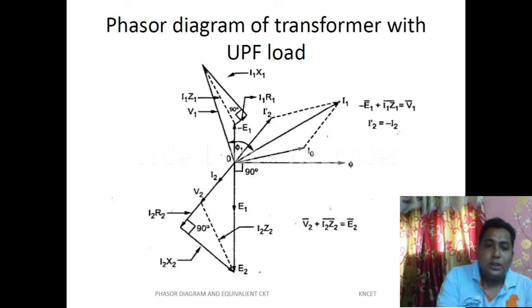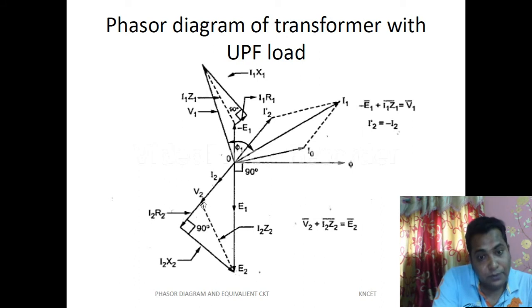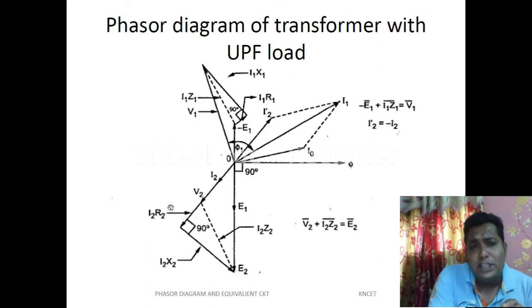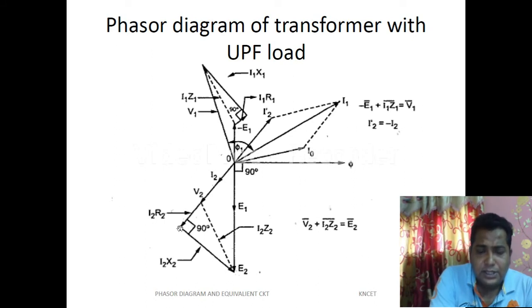I2 into R2. See that thing we have drawn over here on the same axis of V2, because this is a voltage and I2R2 is a voltage component, and we know that the voltage component always we have to draw over the voltage component. So this is the V2 line, and over that we have drawn the I2R2.